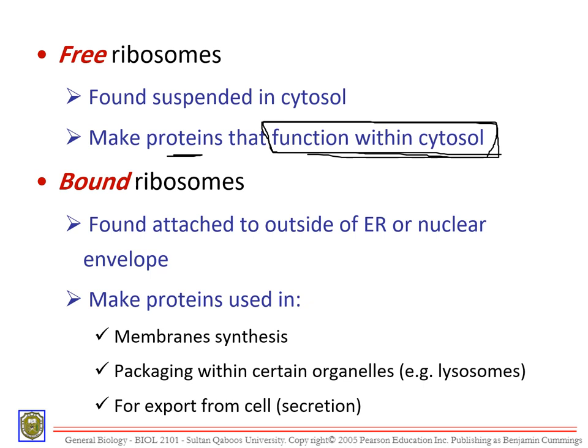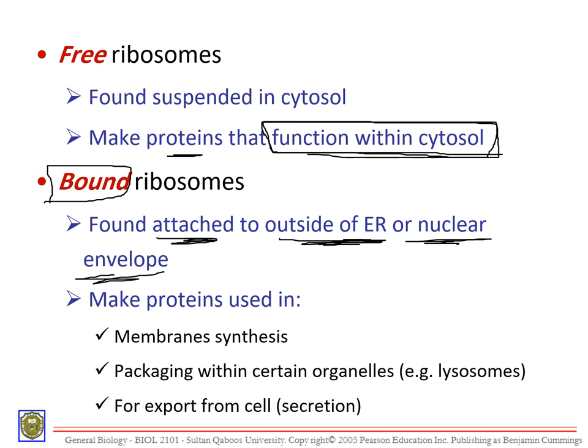The bound ribosomes are those found attached. Where are they attached? The outside of the endoplasmic reticulum or the outside of the nuclear envelope. So the bound ribosomes, from their name, are attached to the outside of the ER, endoplasmic reticulum, or attached to the outside of the nuclear envelope. As long as they are bound to the surface, we call them bound ribosomes. What's the function of these bound ribosomes? What do they do?